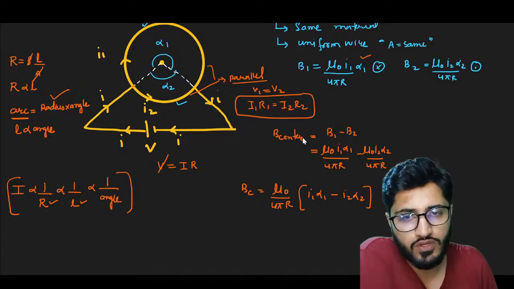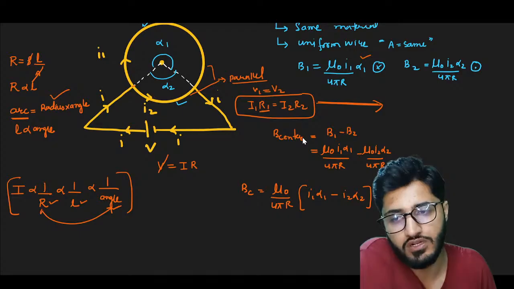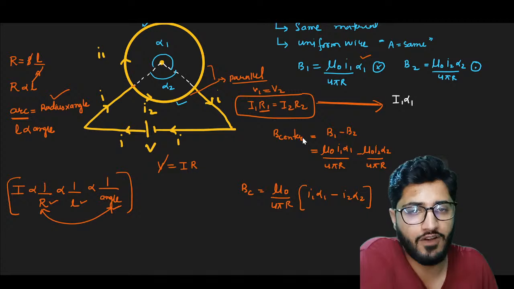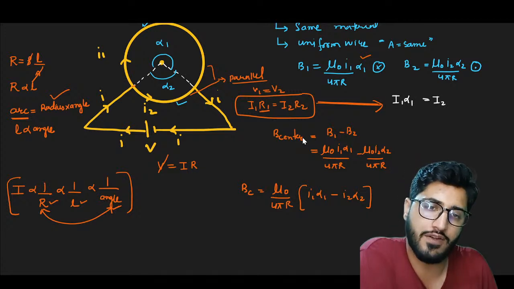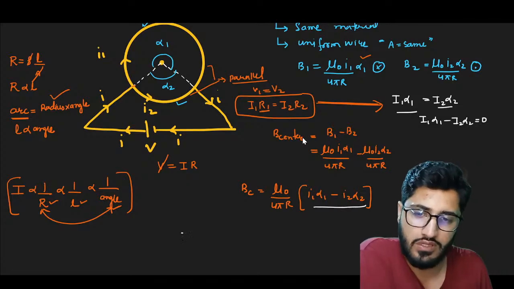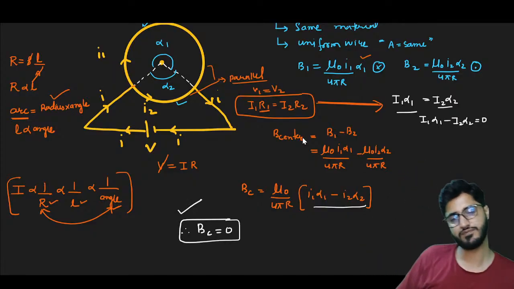Okay, so take this one now. We know that resistance and angle are proportional to each other. I can write this equation as I1 alpha 1 equals I2 alpha 2. Both are the same. Therefore, I1 alpha 1 minus I2 alpha 2 equals 0. So this term came out to be 0. Therefore, B at center is 0.